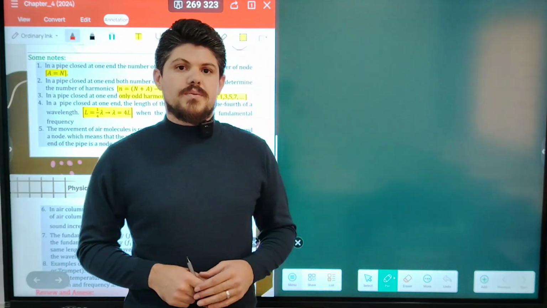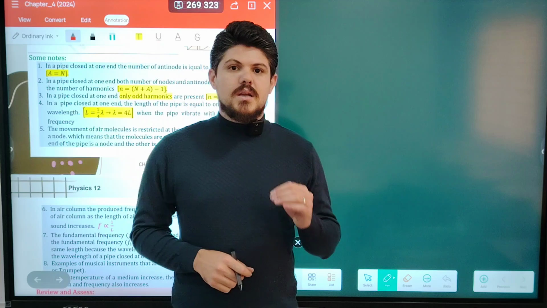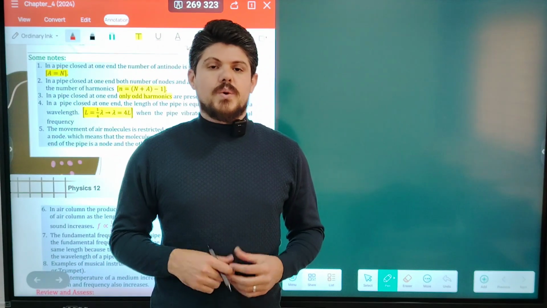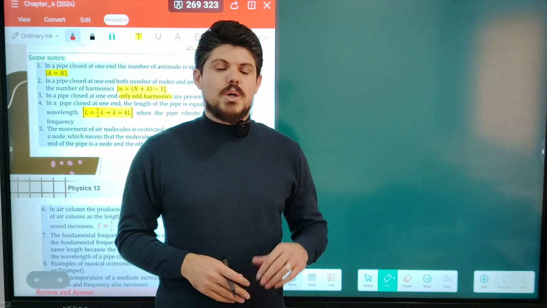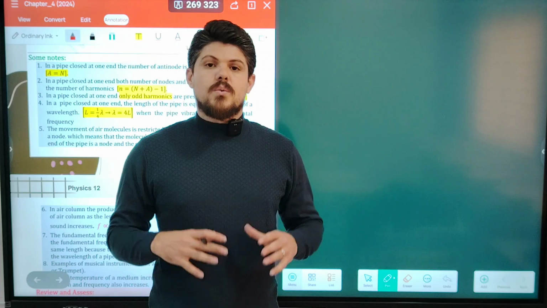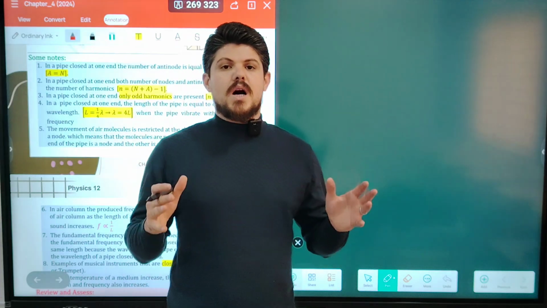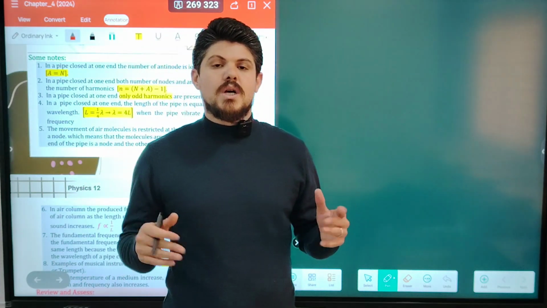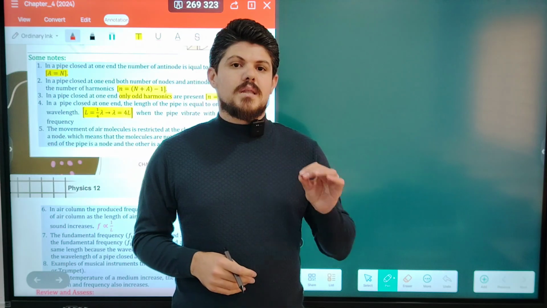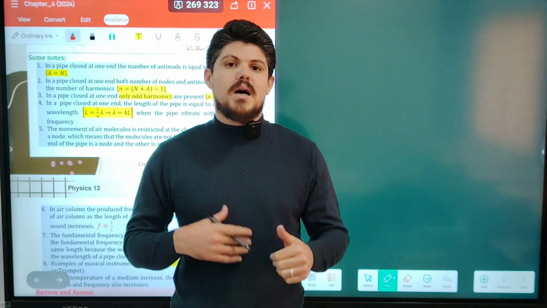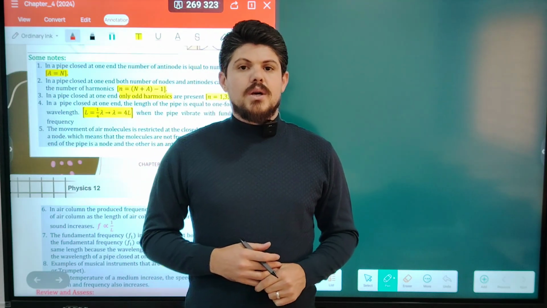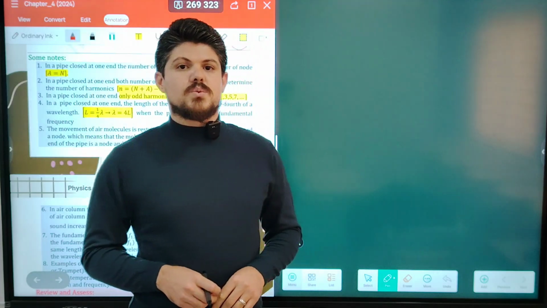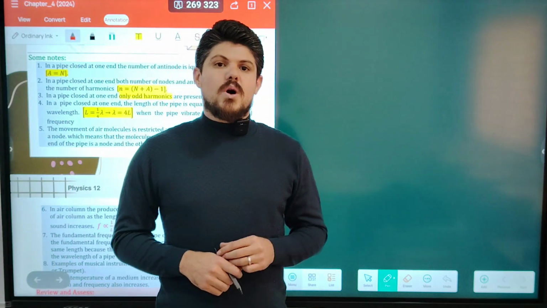If you remember, in a previous lesson, we studied the standing wave in an air column. We have two different types of pipe, open pipe and closed pipe. When we say open pipe, it means that the pipe is open at both ends. When we say closed pipe, it means that the pipe is open at one end and closed at the other end.